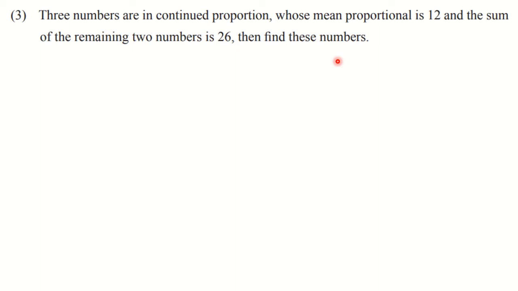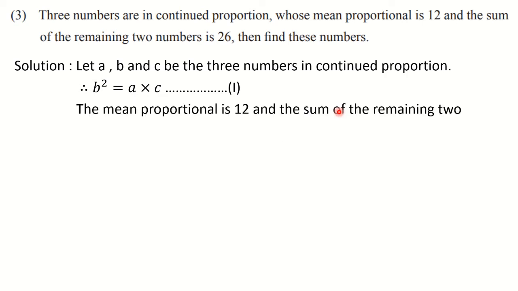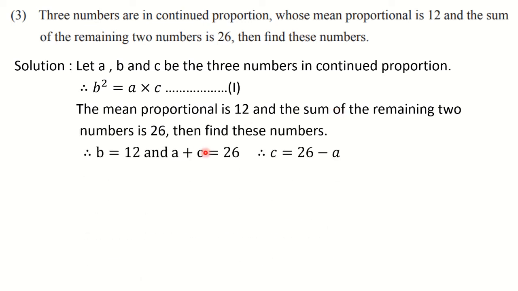Okay, so see here, three numbers are in continued proportion. From that the middle number we know. That means if we take A, B, C in continued proportion, then value of B we know. And the second condition gives us that A plus C is 26. That means the sum of first and last is 26. So let us take these three numbers as A, B, C. Let A, B and C be the three numbers in continued proportion. So from the question what we can write down is B is equal to 12 and A plus C is equal to 26. Okay, so see, from the question I have written this.